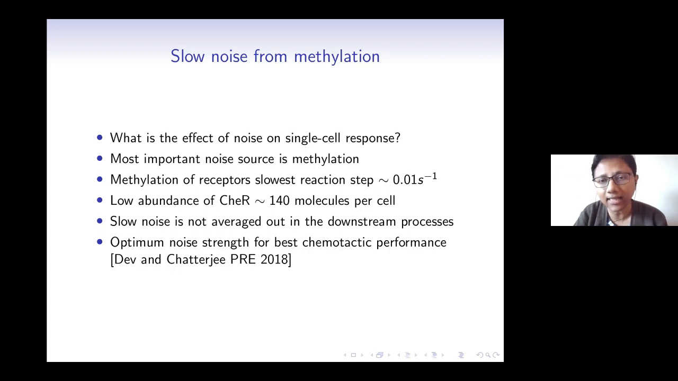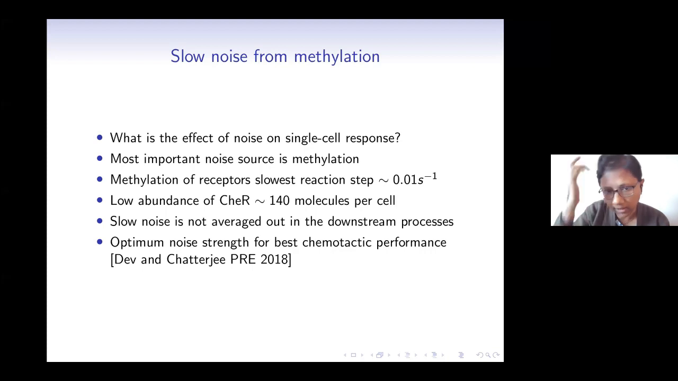Compared to any other reactions which are here, methylation is at least 100 times slower. Therefore, any fluctuation that is present at this level comes as a slow noise, which we cannot integrate out. You cannot get rid of them so easily. And in fact, in an earlier work, we have shown that there is an optimum strength of this methylation noise, which gives rise to the best chemotactic performance.